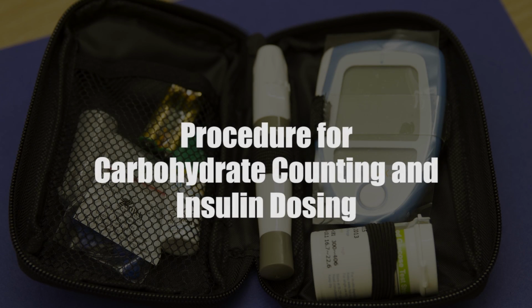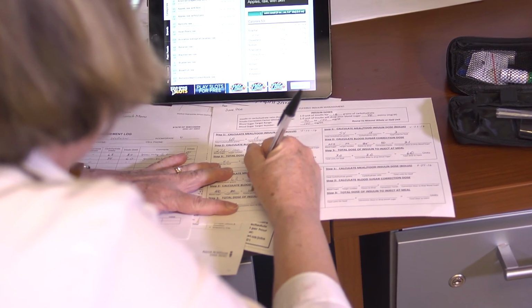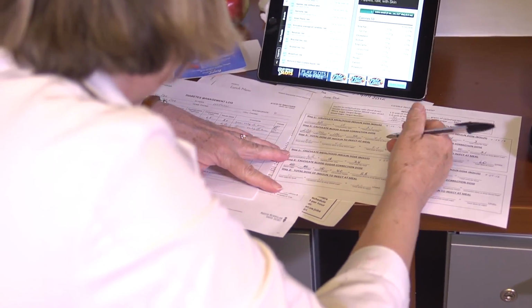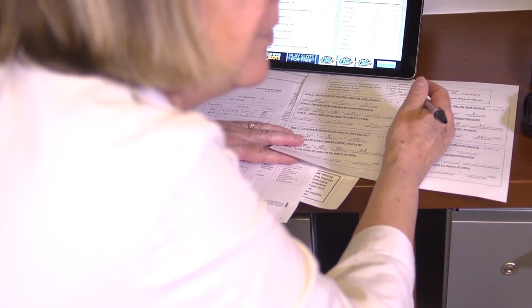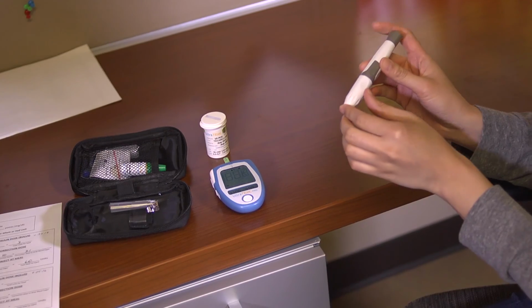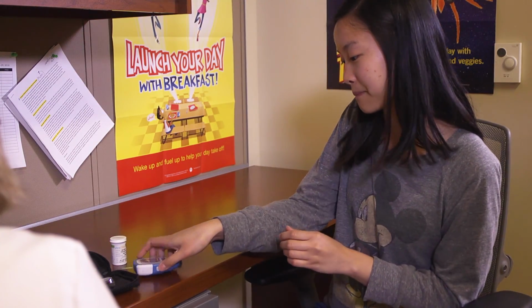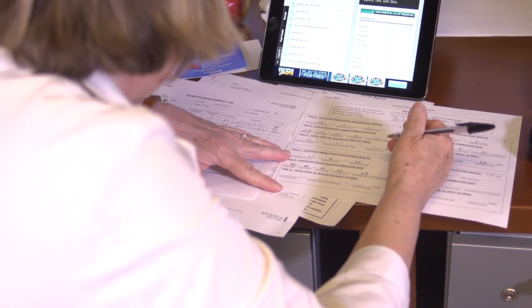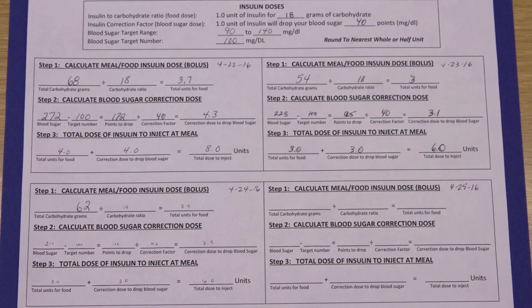Procedure for carbohydrate counting and insulin dosing. Review the student's medication administration form, the medical provider order form, and the parent or guardian consent form. Check the student's blood glucose level and document the blood glucose reading in the appropriate places on any prescribed mealtime insulin dosing worksheet. If part of the student's order, calculate the number of units of insulin needed to correct the student's blood glucose level and place it on any insulin dosing worksheet.